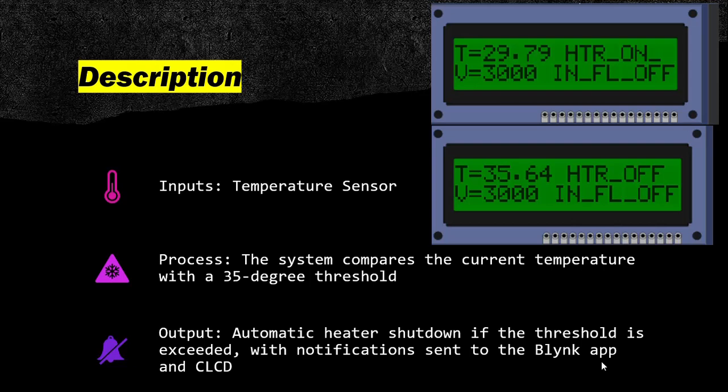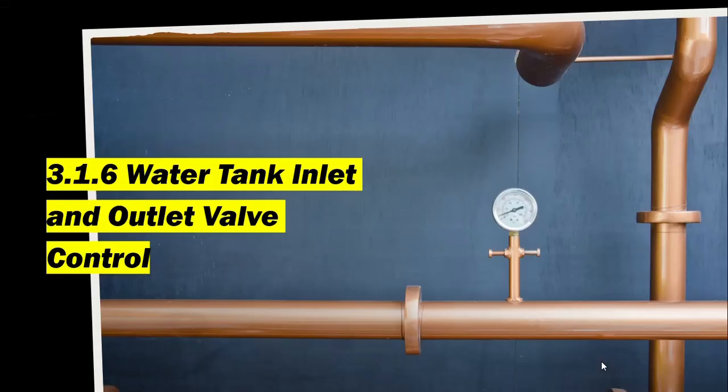So the input will be the temperature sensor. The system compares the current temperature to the 35 degrees Celsius threshold. So automatically the heater will shut down if the threshold is exceeded, with a notification sent to the Blynk IoT and CLCD. So next, we'll be controlling the water tank inlet and outlet valve.